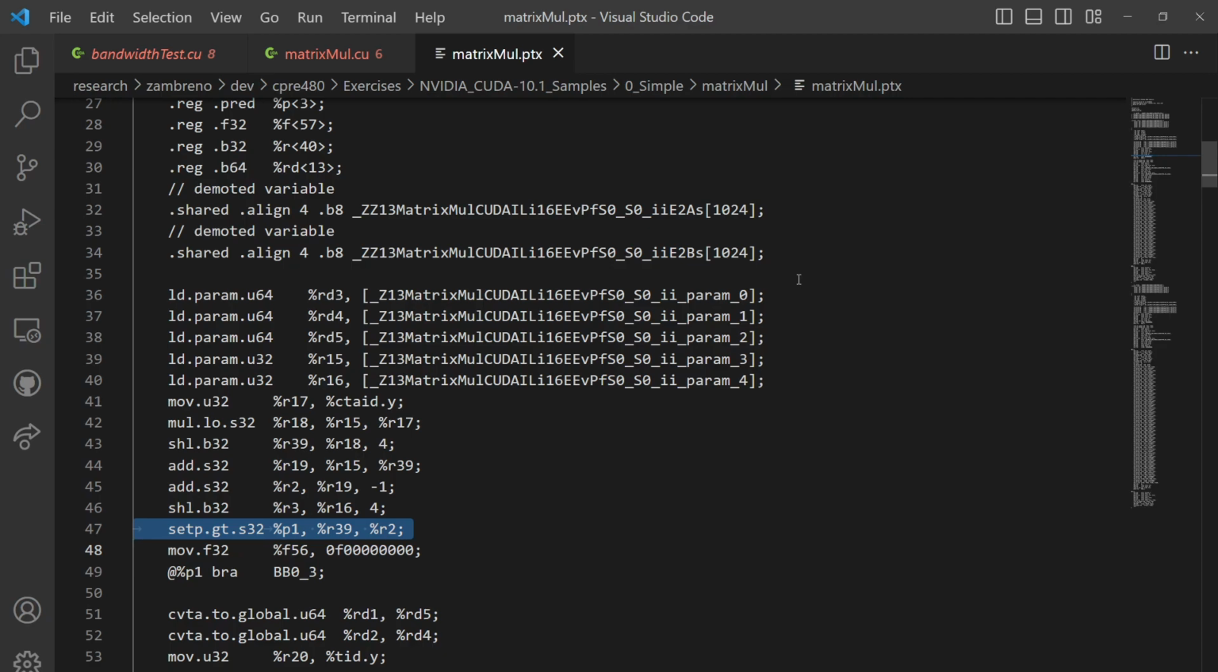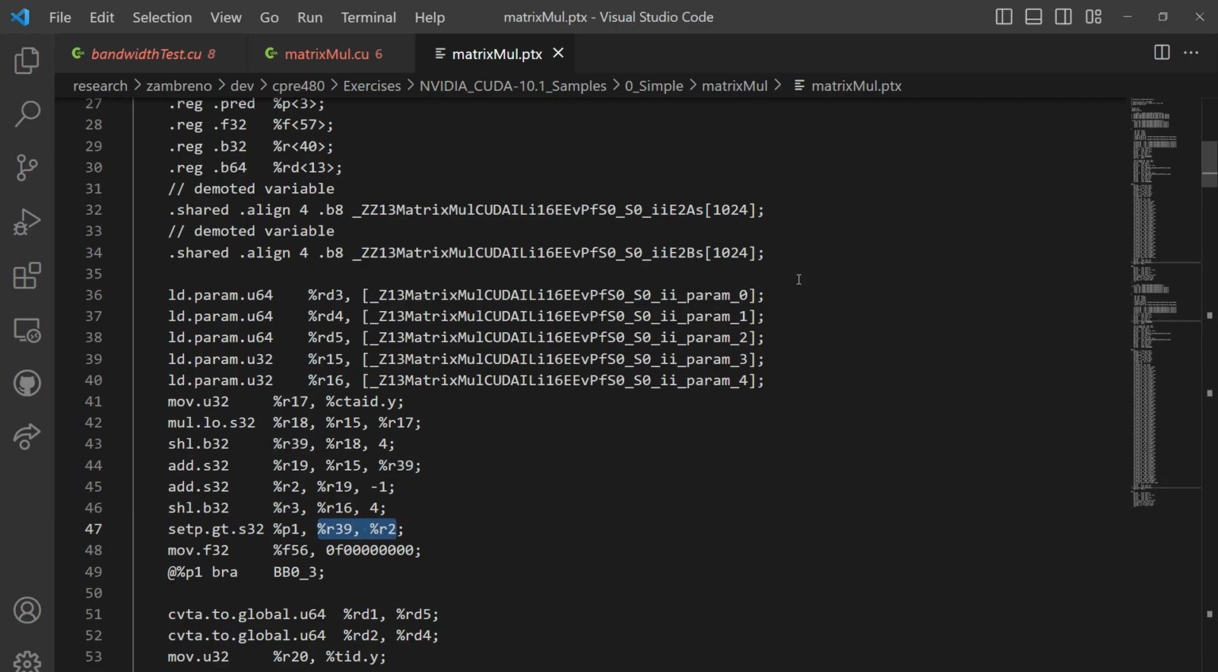Setp.gt, that stands for set predicate. So instead of having all sorts of different branch instructions, branch less than, branch greater than, branch equal, you would have an architecture that just supports a single type of branch instruction, just called branch. And instead of having different opcodes for the different types of branches, you'd have a separate instruction that's basically set condition code, or in this case, it's called set predicate, which is set predicate given a signed 32-bit integer comparison if it's greater than. Set predicate called P1 if register 39 is bigger than register 32.